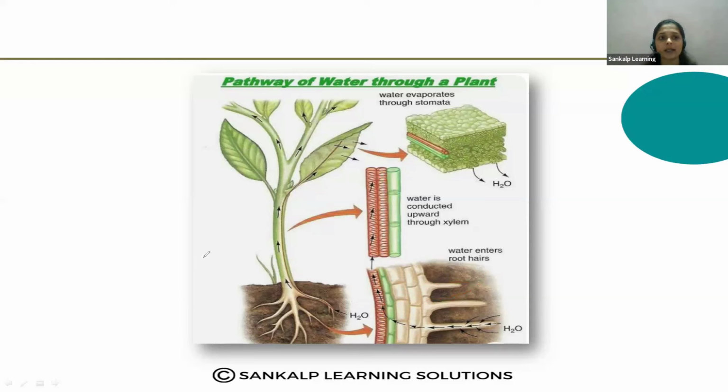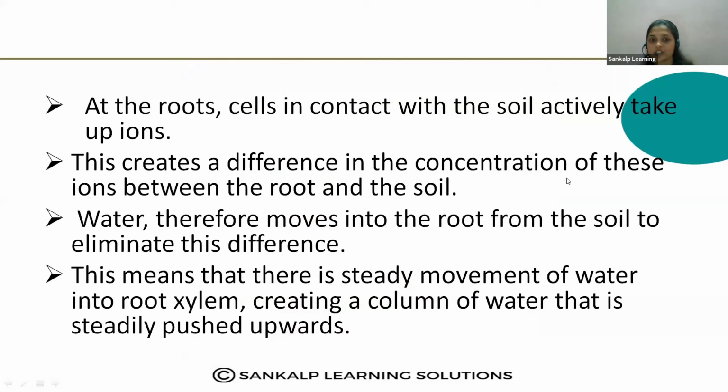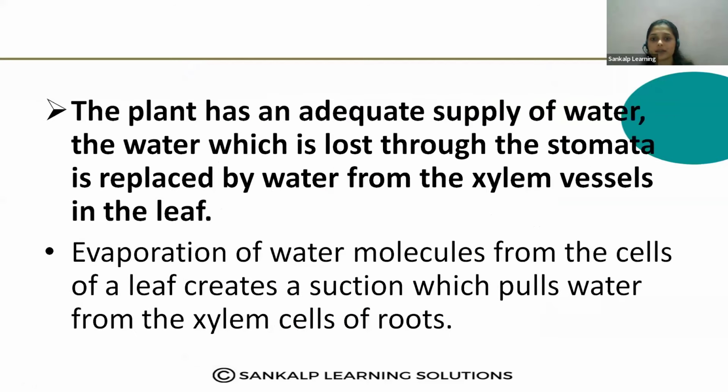Water enters the roots to eliminate the concentration gradient, then it is transported to the different parts of the plant. But one more type of water transportation is through the stomata.